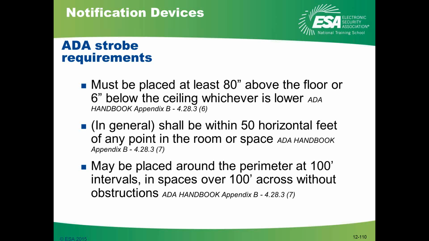Also, the placement of it must be at least 80 inches above the floor or 6 below, whichever's lower. The reason they want it minimum 6 below is that the strobe is designed not to get your attention when you're looking straight at it, but it's designed to get a person's attention when they're not looking straight at it. It's a peripheral, and it creates that light in your peripheral that makes you look.